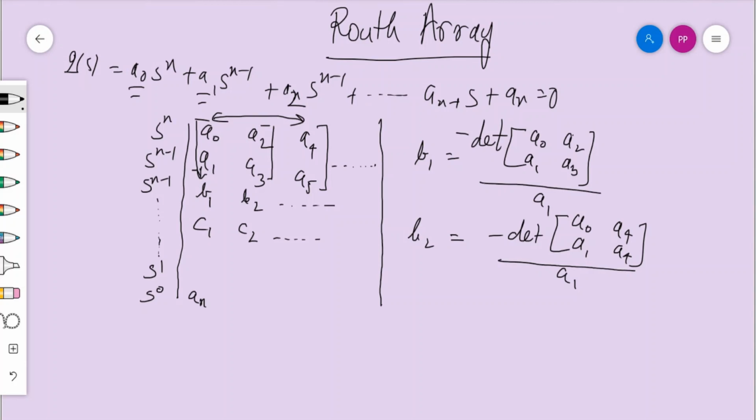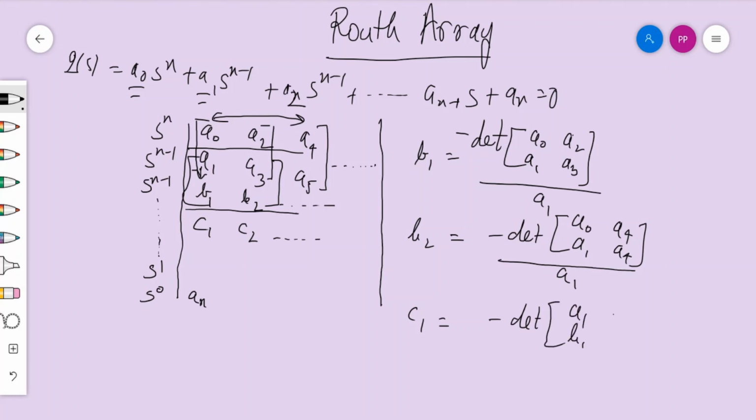So you can find the coefficient c1 equals minus determinant of, you go to the second and third row over here, so you can get this determinant and this determinant. So we can have determinant of a1, b1, then a3, b2, like this. This should be divided by b1. Similarly for c2 I can have minus determinant of the matrix, which is the first column and the third column.